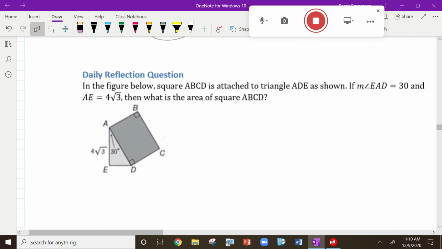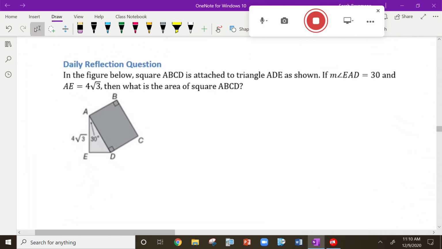All right, here's what I want you to work on today. Here's your reflection. In this figure below, square ABCD is attached to triangle ADE as shown. So we have this is a square, and we have triangle ADE. It's attached at segment AD. If the measure of angle EAD is 30 degrees, and AE equals 4 square root of 3, then what is the area of square ABCD?